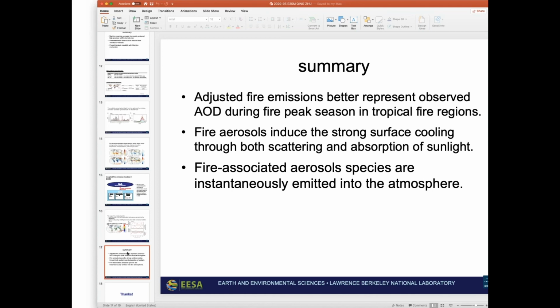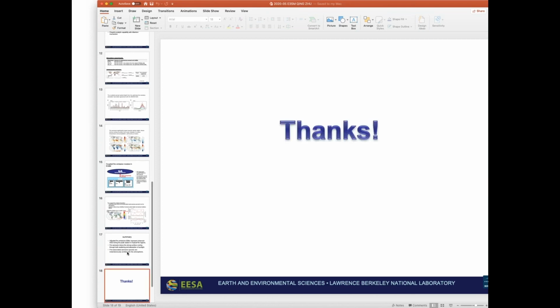We see that fire aerosol induce a very strong surface cooling, particularly for the pantropical region, and because it's scattering or absorbing a lot of sunlight, and so reduce the surface incoming radiation. And lastly, we have the fire-associated aerosol species instantaneously incorporated into the atmosphere. That's the new capability for the E3SM model right now. That's all I wanted to update or share today.